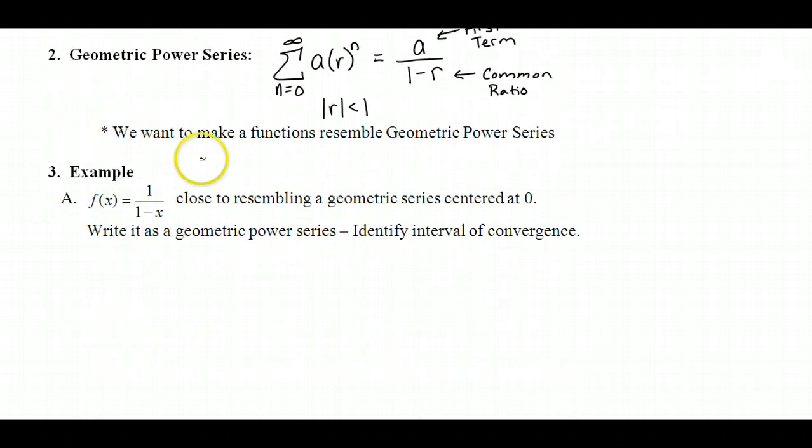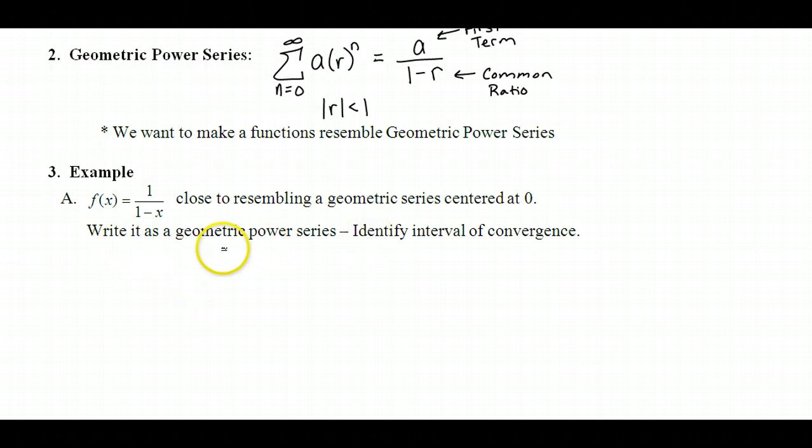Alright, so for example, this f of x, which is equal to 1 divided by 1 minus x, is really close to resembling a geometric series centered at 0. So if we look up here, yeah, it's really close to looking like this type of a fraction, and definitely centered at 0 because we just have x. It doesn't have to be centered at 0, and we'll look at that in the next example. But here it's centered at 0. It is really, really close to resembling a geometric power series.